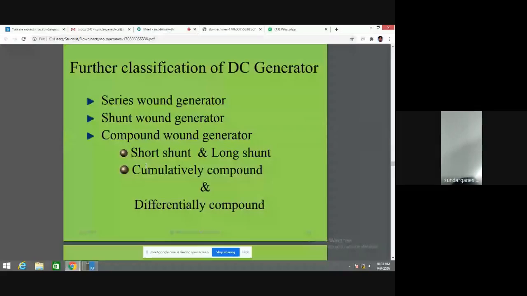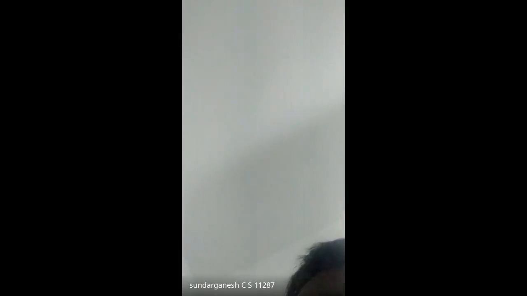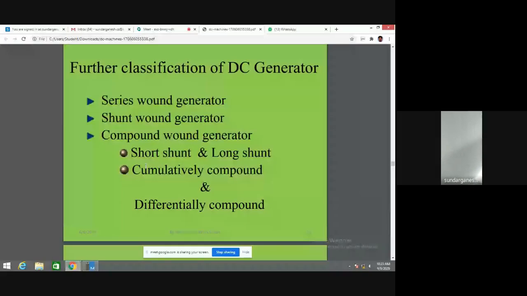Next type of connection is cumulative and differential. I told you that there are two field coils. If the two field coil fluxes are additive, then it is called a cumulative compound generator. If the two field coils are opposing each other, it is known as a differential compound generator.